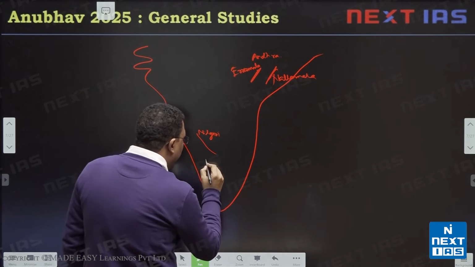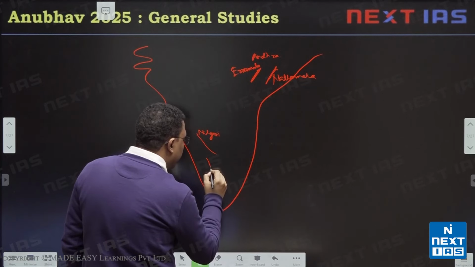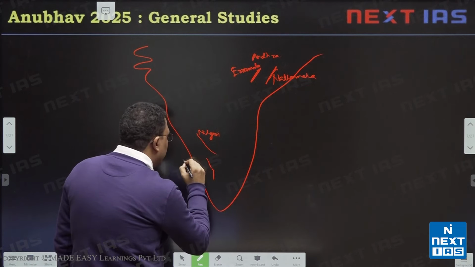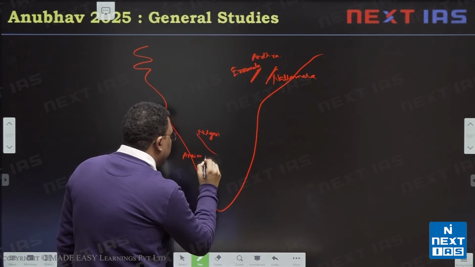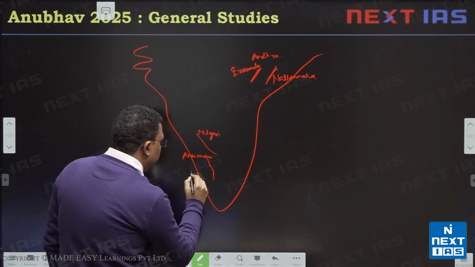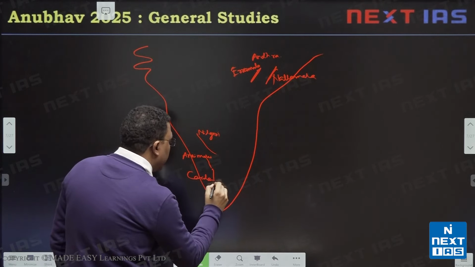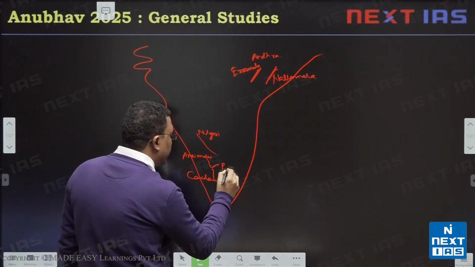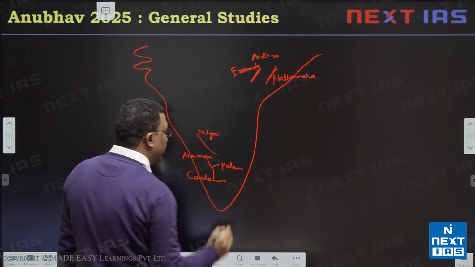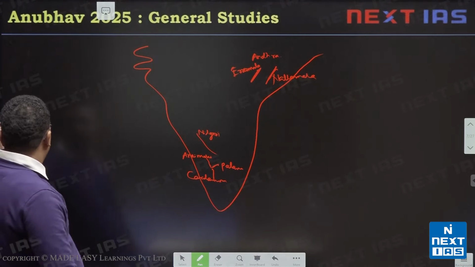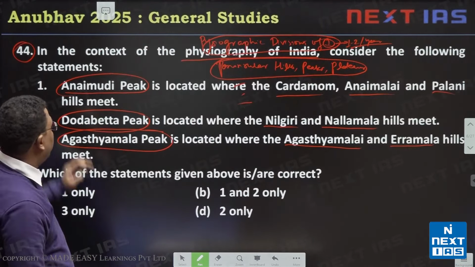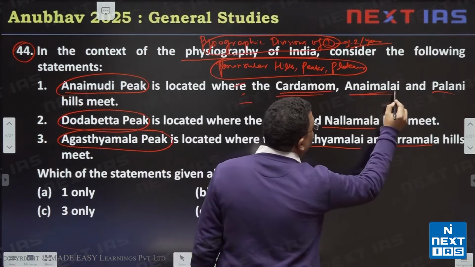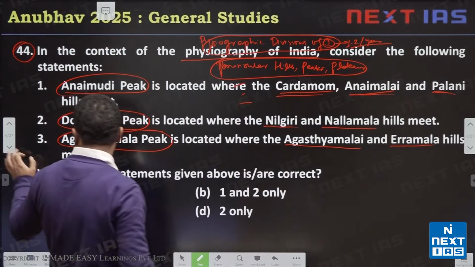Then Anaimalai hills is located somewhere here. This will be followed by Cardamom hills. So this is Anaimalai, this is Cardamom hills, and Palani hills is located something like this, right? Now let's read our question once again. First statement, Anaimudi peak is located where Cardamom, Anaimalai and Palani hills meet, right?